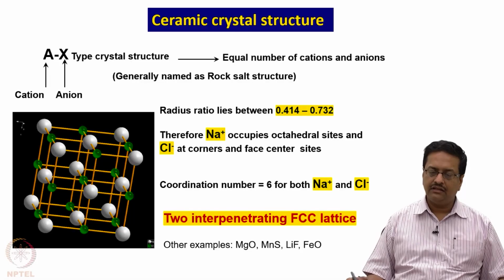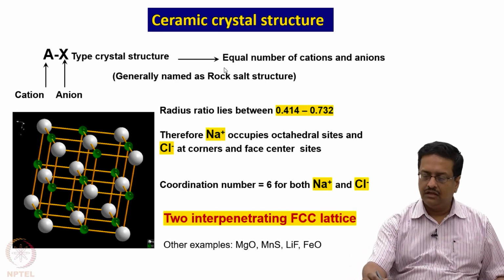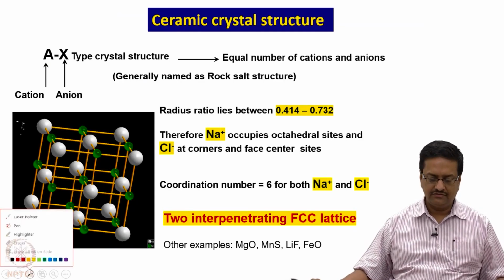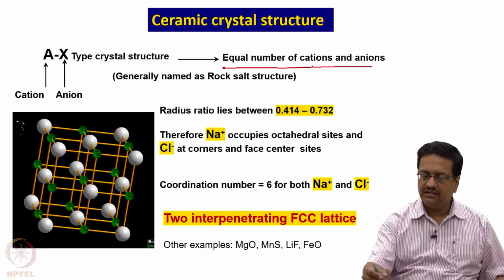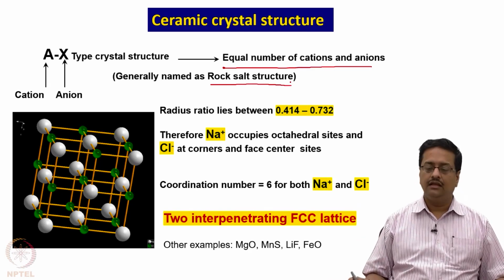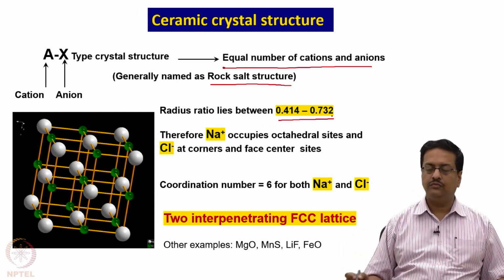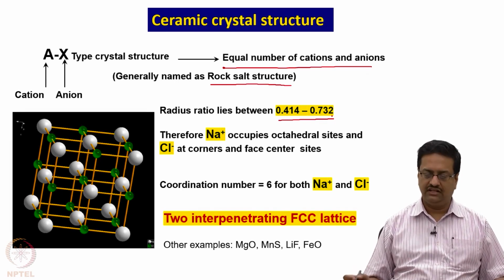Here we have a ceramic crystal structure of the type AX, where you have equal numbers of cations and anions. The most common example is the rock salt structure, or the NaCl crystal structure of sodium chloride. In this case, the radius ratio lies between 0.41 to 0.723. So, it means the coordination is 6:6 coordination.